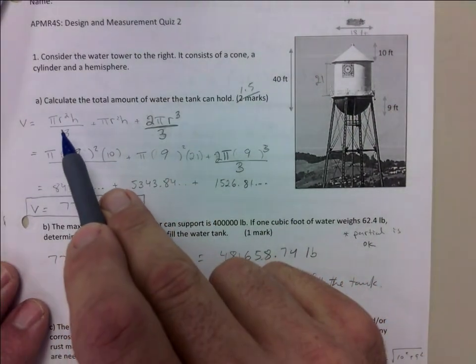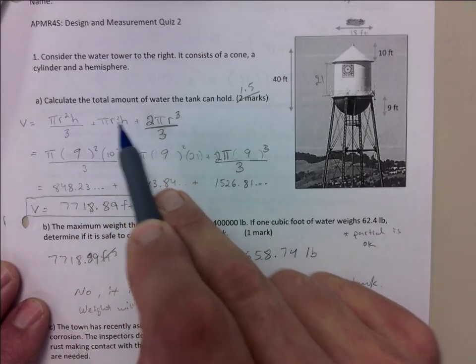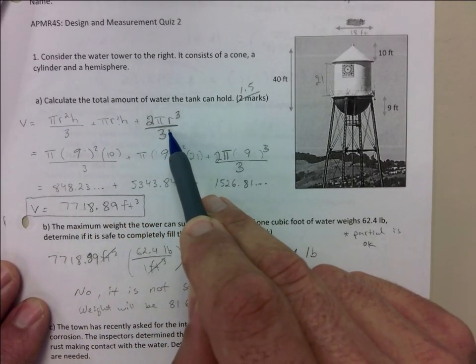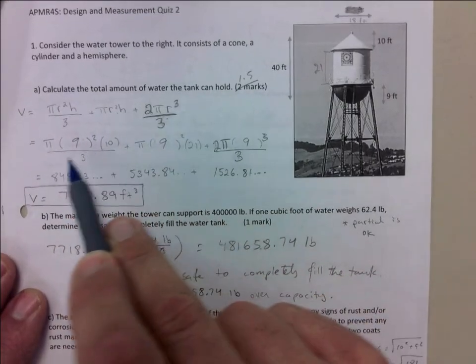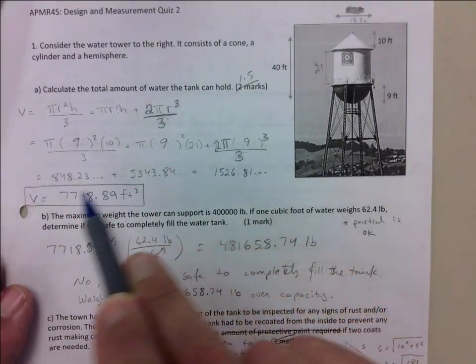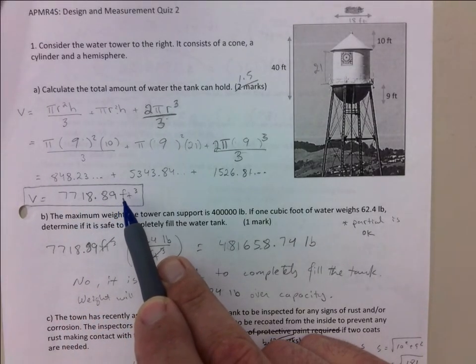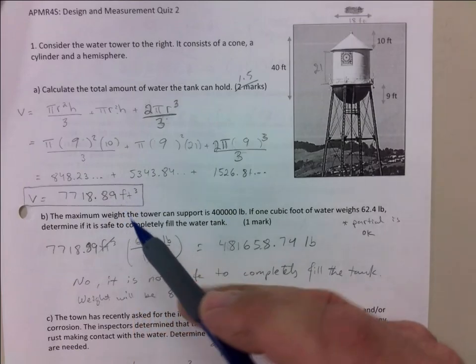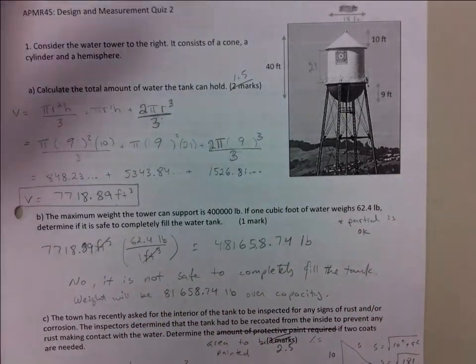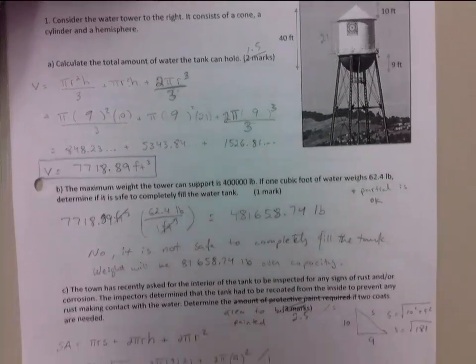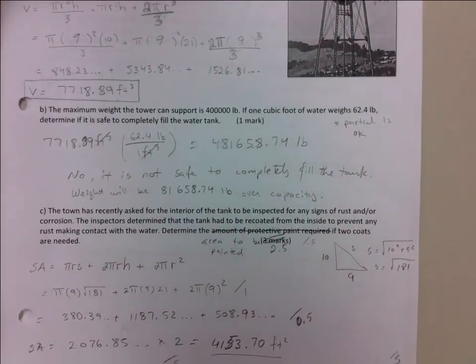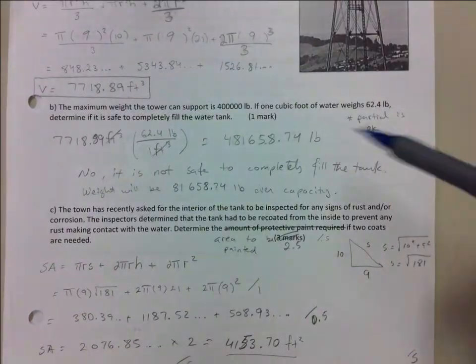And then it's basically cone, cylinder, hemisphere, just the volumes of those, and just had to be careful how you type that in. But your total should have been 771,889, okay? Volume is easier. You don't have to worry about faces that overlap, right? And then the B was like based on A.